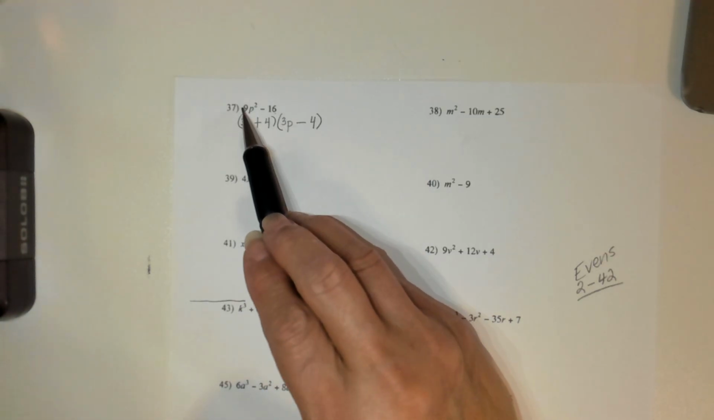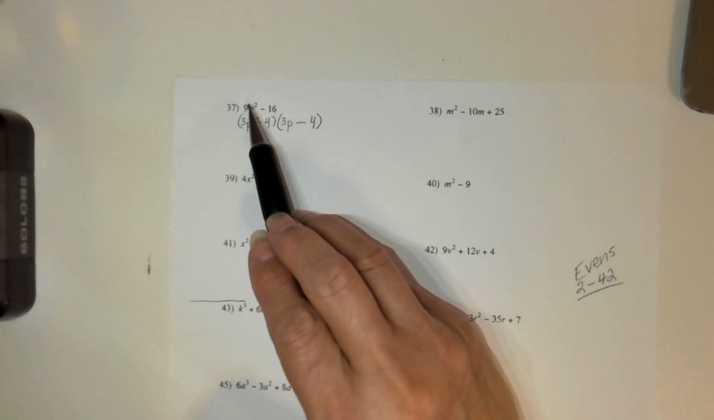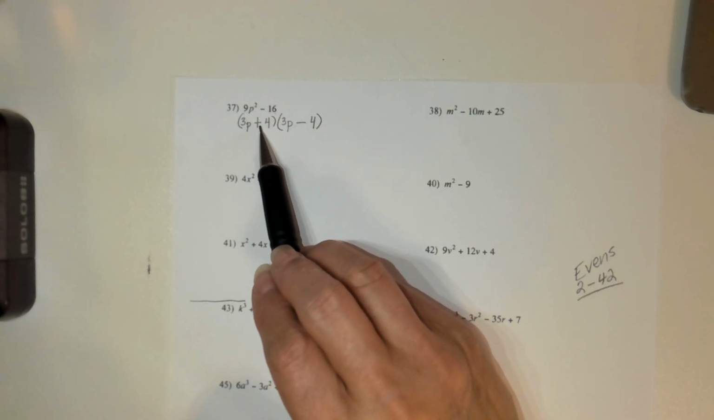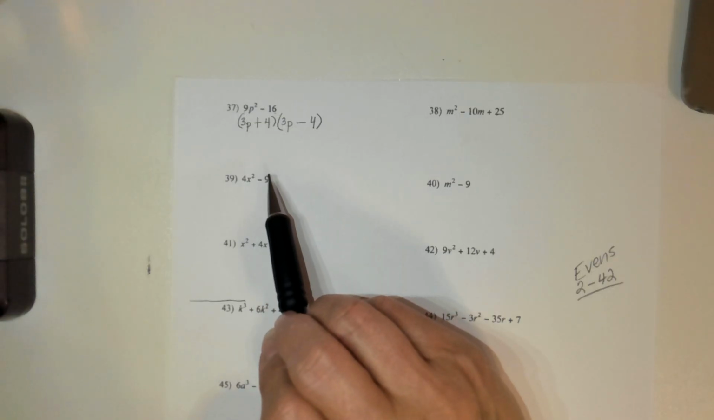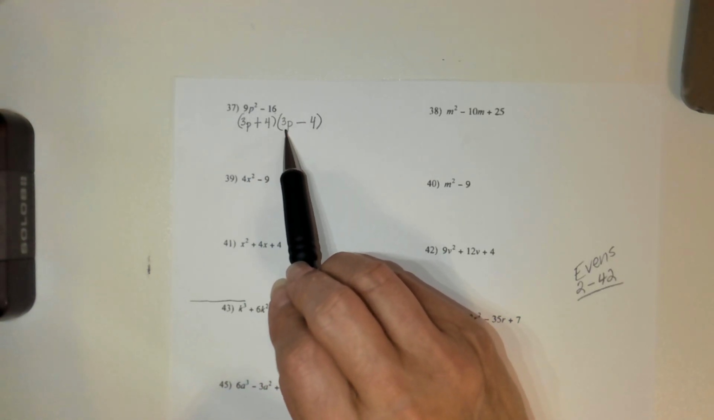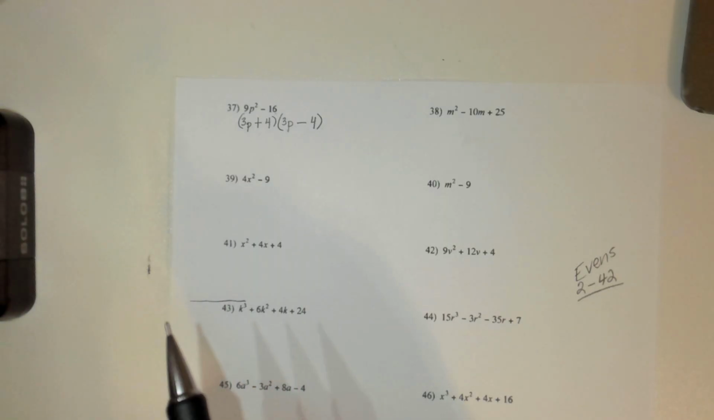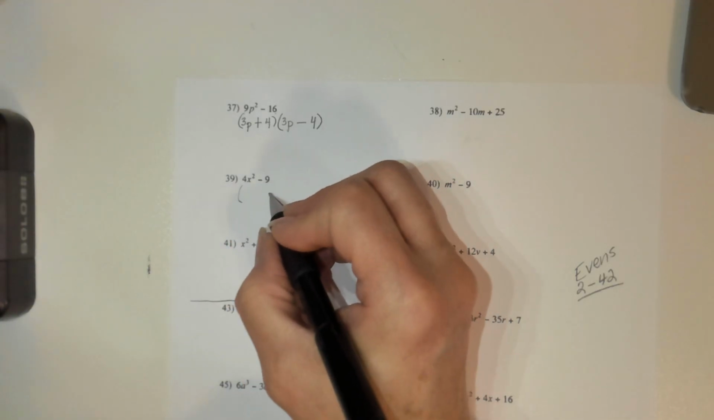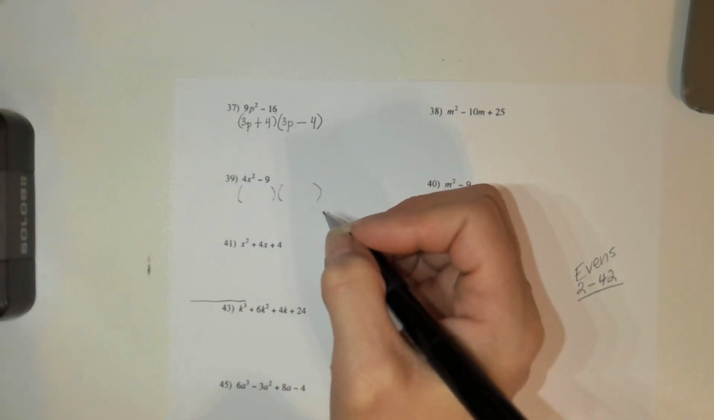3p times 3p does make 9p squared. 4 times 4 does make a negative 16 there because one was positive and one was negative. And the outer makes a negative 12p. The inner makes a positive 12p, which cancels. So that's how 37 works. 39 is similar. So watch for those special cases.